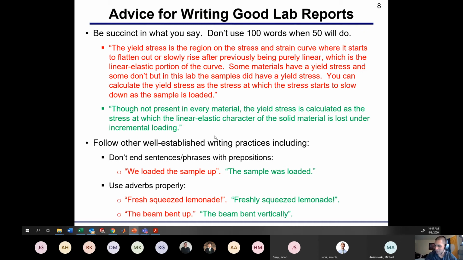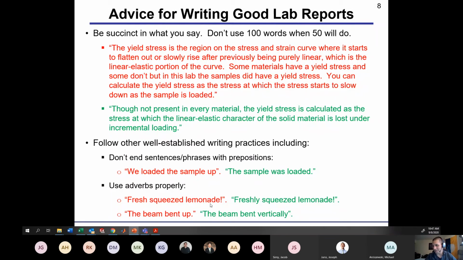Obviously, follow other well-established writing practices. Don't end sentences and phrases with prepositions. I say this all the time. I guarantee you guys will do it. We loaded the sample up. All right, up is a preposition. It doesn't belong at the end of a phrase or the end of a sentence. We loaded it up, y'all. Okay, no. The sample was loaded. Period. That's it. That's all you got to say.